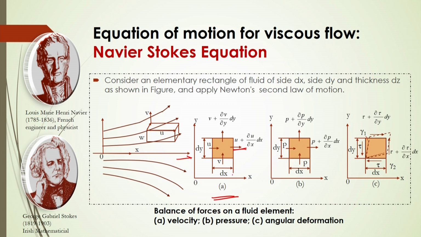Similarly, in the y direction, if at this space the velocity is v, and at a distance of dy of this strip, then what should be the velocity? It will be v plus ∂v/∂y into dy. So, this will be your representation of how the velocity changes for a small strip of fluid element of side dx, dy and dz.